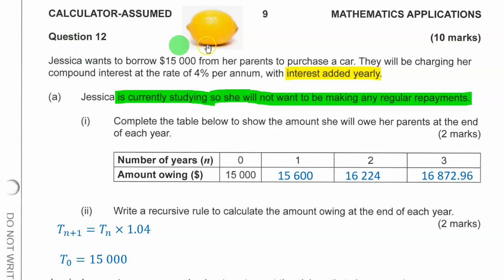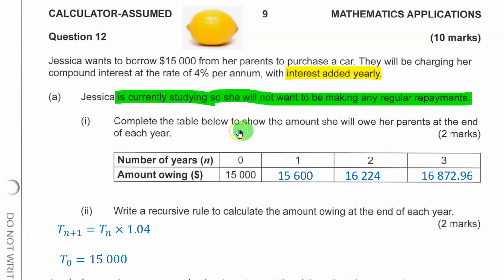So question 12, this one gets a lemon because the whole story in this question is a bit forced and it really doesn't help you understand what's going on in the question. Jessica wants to borrow some money to buy a car. They'll be charging compound interest, 4% interest added yearly. And then this statement here, basically why they didn't say that Jessica doesn't make any payments, but there's some story there. Anyway, here we go.